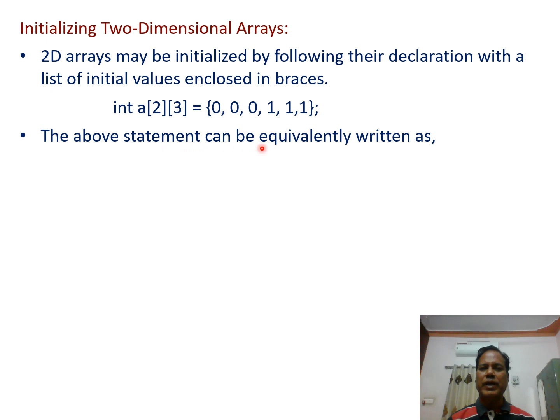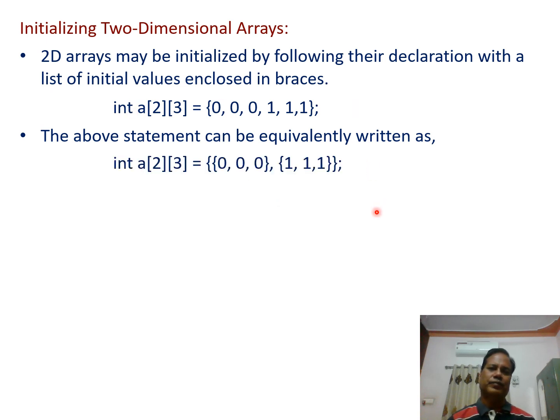The above statement can be equivalently written as follows. This is not the only way to initialize the two-dimensional array; equivalently, it can be written like this one. In curly brackets, we write two curly brackets having the first row elements as well as the second row elements.